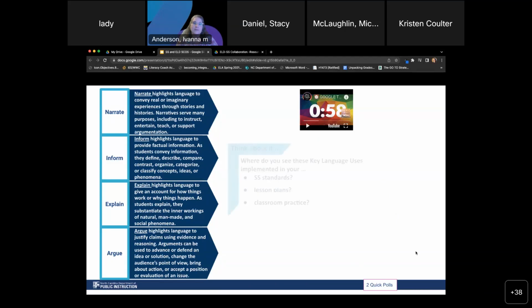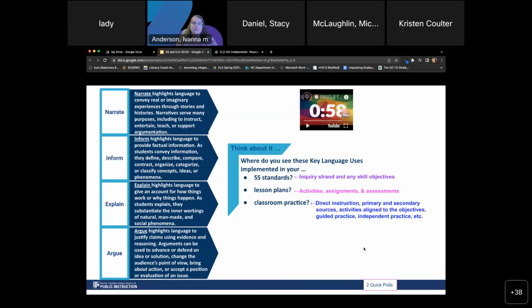And that is, you can see in your standards, these things in your inquiry stream, in all of our objectives, in our assignments, our activities, and in our direct instruction where we come up with our activities and our assignments and we use them for guided or independent practice.